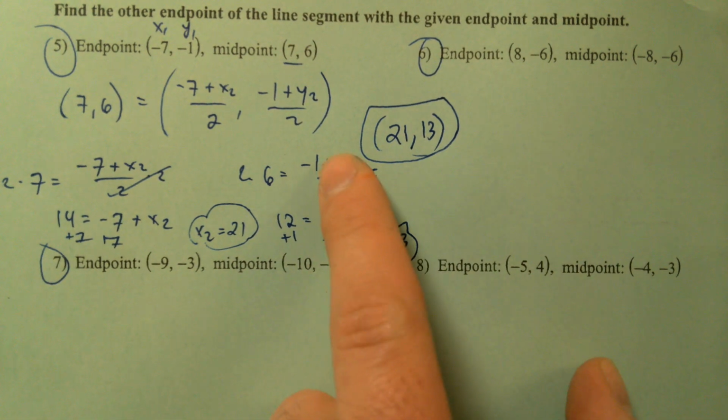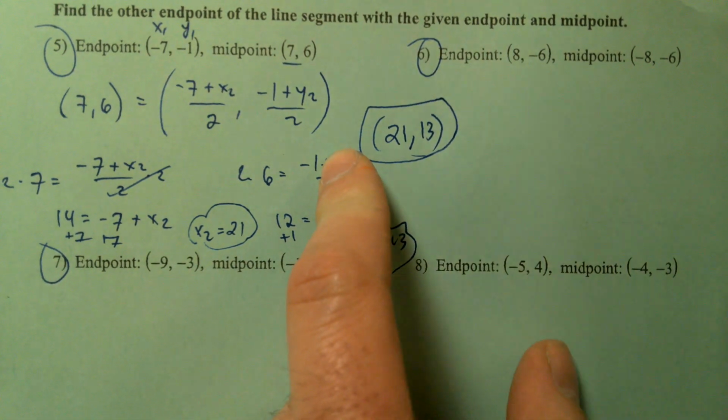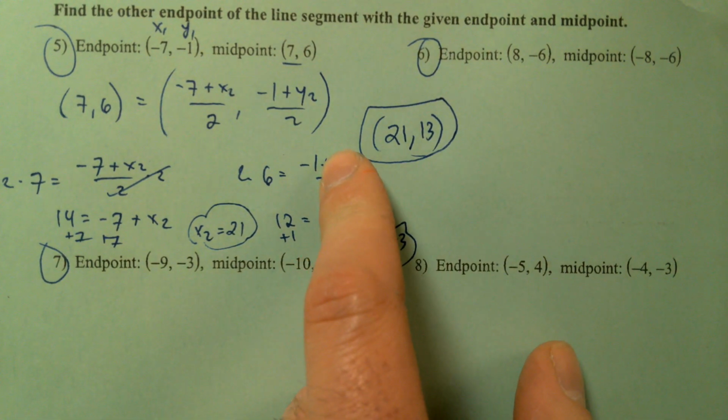Give me a thumbs up if that's what you got for number 5. 21, 13. Yeah, Arish, great. Aldrich, Abigail, good.